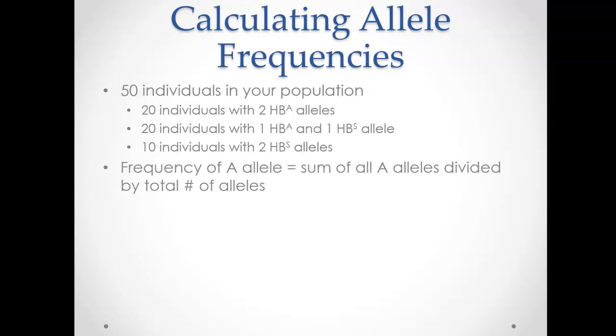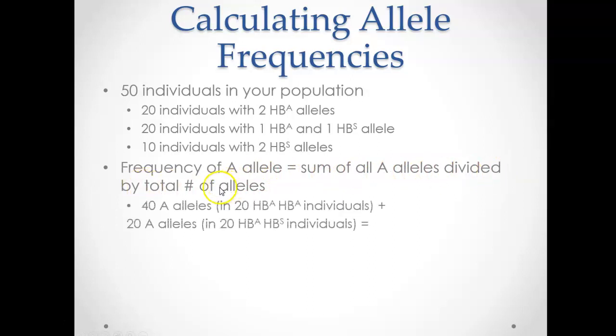All right, so to figure this out, we're going to calculate the frequency. It doesn't matter which allele you pick. You can pick either one you want. We're going to pick the frequency of the normal allele, what we're calling the capital A allele. And to do this, we take the sum of all the A alleles divided by the total number of alleles. Okay, so let's walk through this. Let's start with our normal individuals first, the ones who have the normal hemoglobin alleles. So there are 40 of those. How do we know? Because we have 20 individuals who have 2 copies of that allele each.